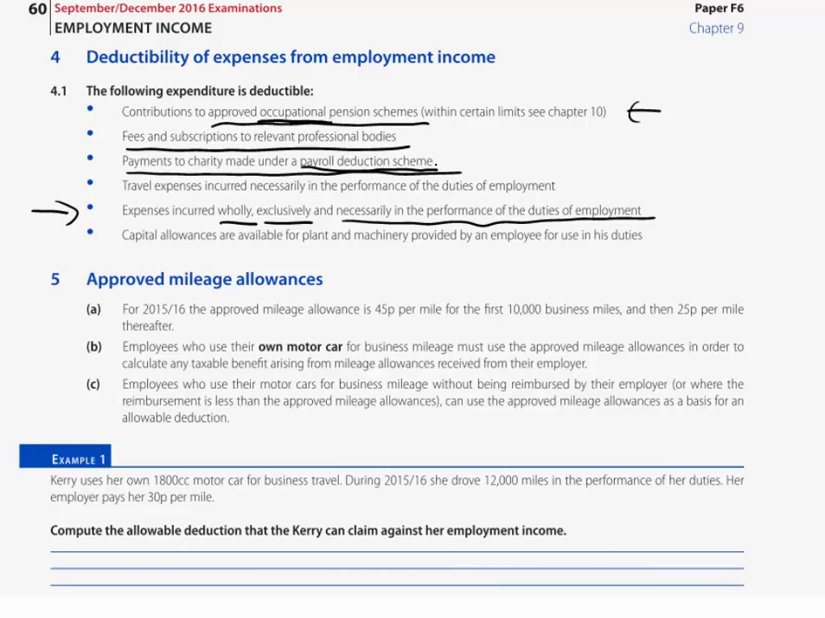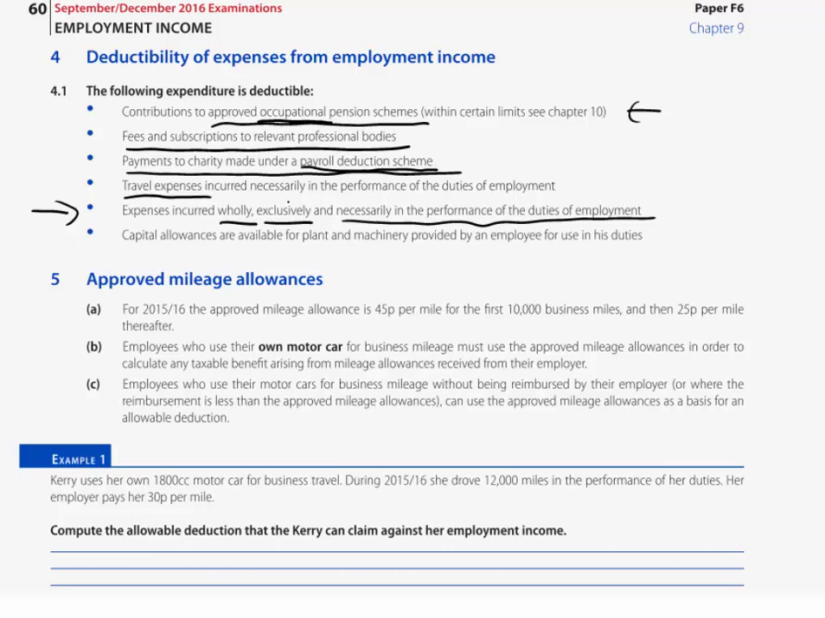Here, in terms of employment income, far, far easier. Any contribution made to an occupational pension scheme, any contribution to charity under the payroll deduction scheme, they're paid gross, and they are deducted gross from the employment income in deriving the net employment income to include as the assessment within the income tax computation. Far, far easier.